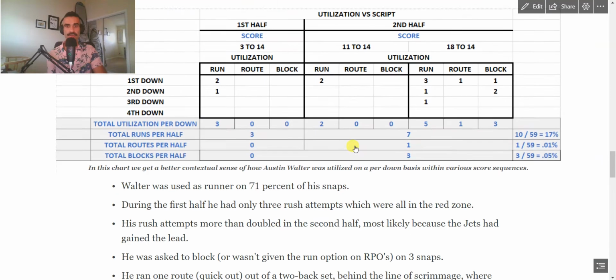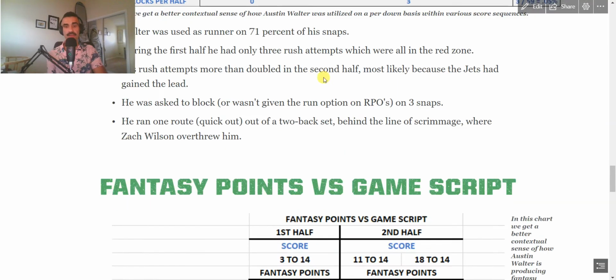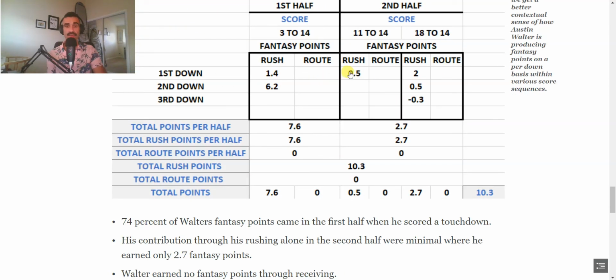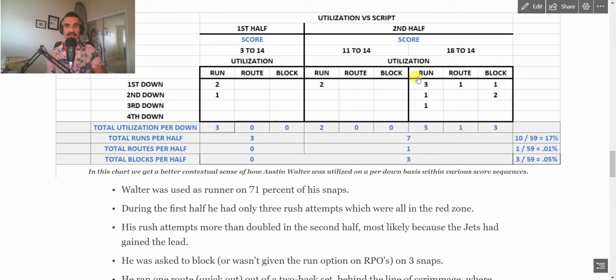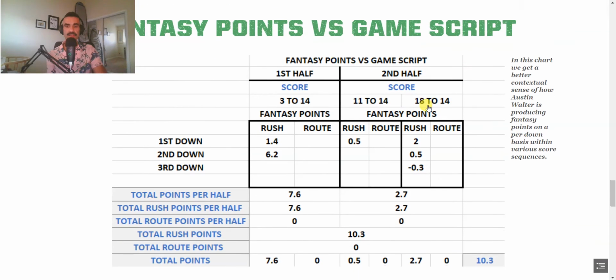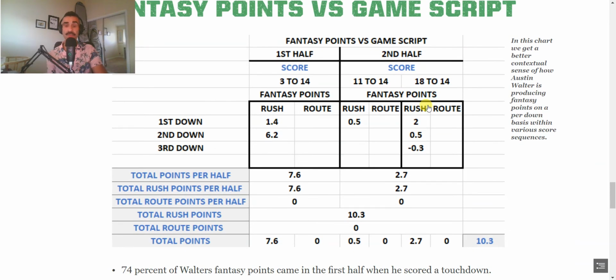If we go back to 11 to 14, we see that he had 2 runs, which equated to 5 yards, 0.5 points, right? This is based on half-point PPR scoring. We see 18 to 14, he accumulated 2.2 altogether, because he had 5 runs that went for 2.2 points. One was for negative 3 yards.